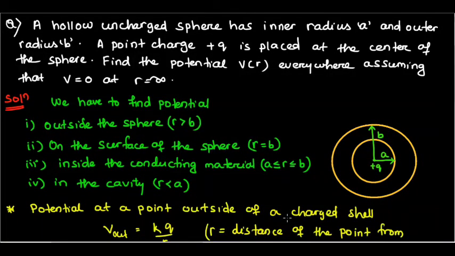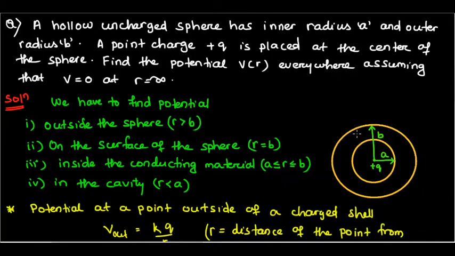So students, in this video, I'll solve this question from the chapter Electric Potential. So let's get started. The question is, a hollow uncharged sphere has inner radius A and outer radius B. A point charge plus Q is placed at the center of the sphere. Find the potential V(r) everywhere, assuming that V equals 0 at r equals infinity.